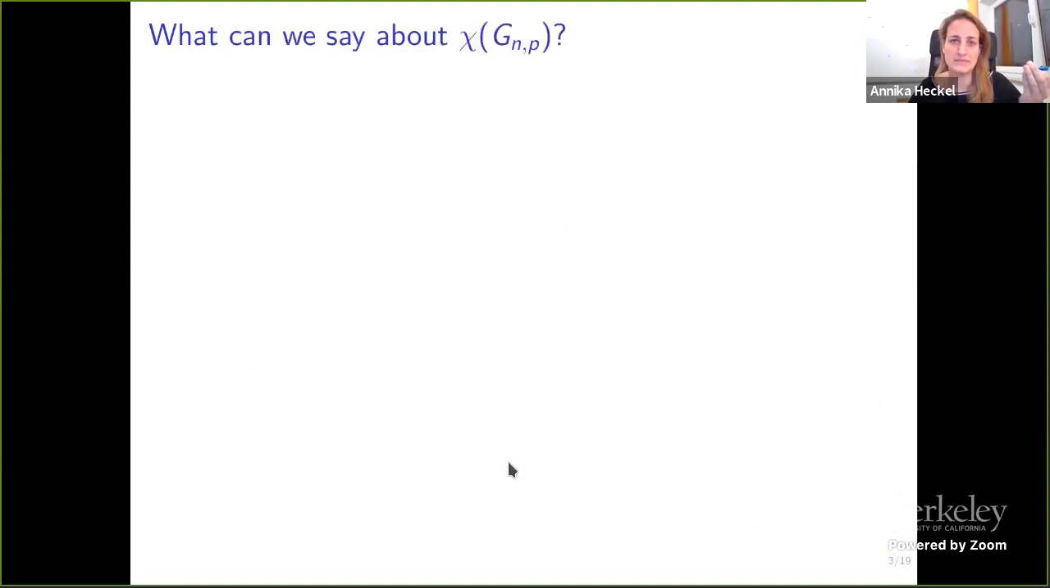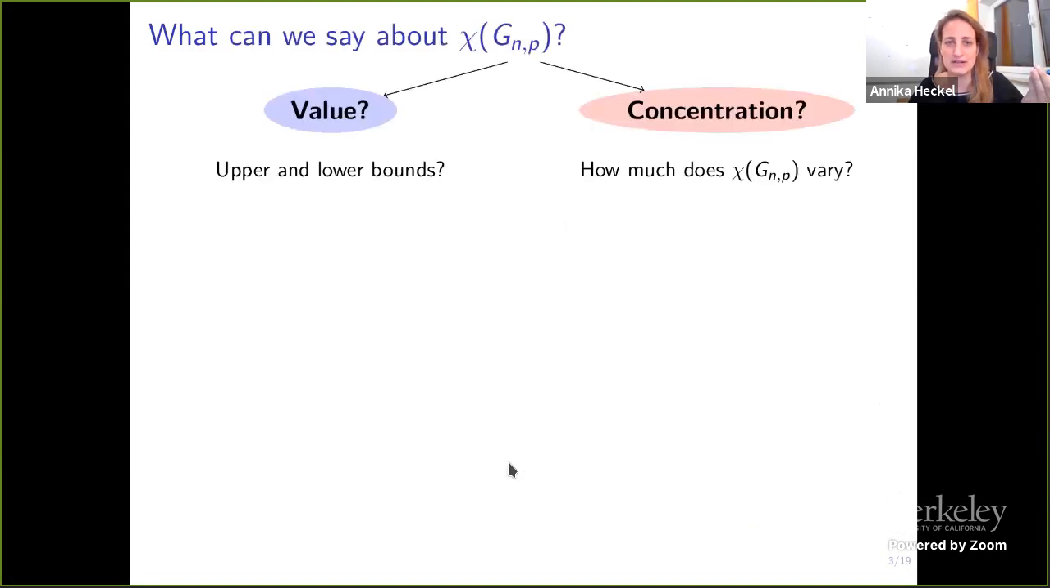These papers can usually be put into one of two categories. There are papers that tell us something about the value of the chromatic number. Usually these are upper and lower bounds. Now the chromatic number is of course a random variable, so by this I mean upper and lower bounds that hold with high probability, meaning with probability tending to 1.